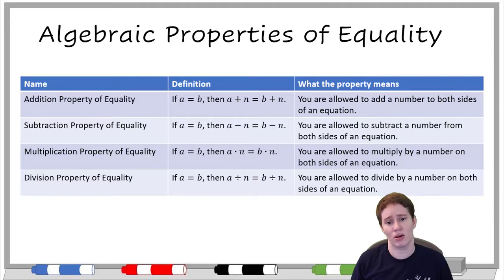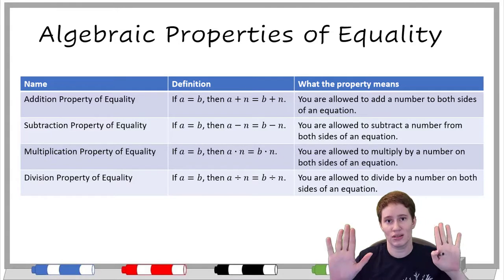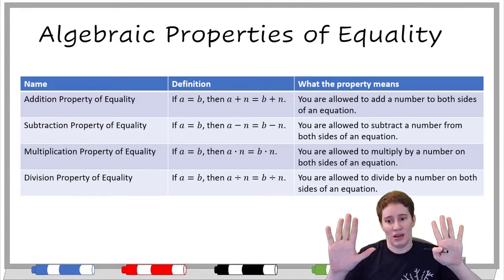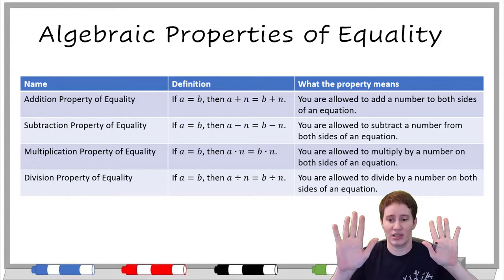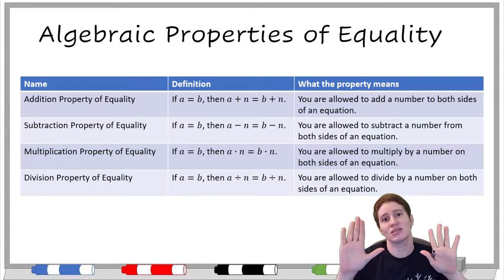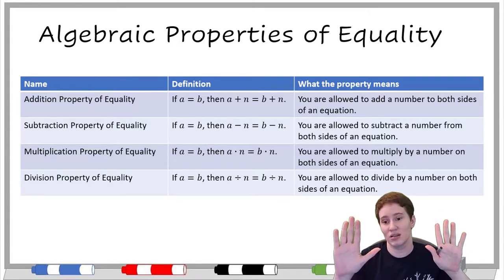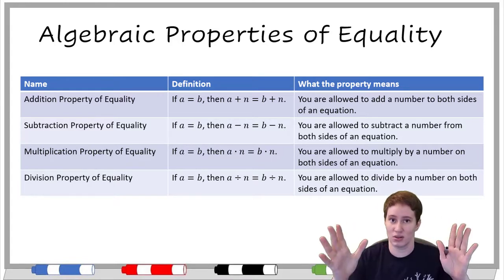So these properties of equality go with each of our operations that we know and love, that we've been learning about for the last however many years that we've been in school: addition, subtraction, multiplication, and division. And each of these properties is actually saying a very similar thing: that if you have an equation, so in all three of these in the middle column it has if A equals B. So if you have two things that are equal, then, and the next part is a little different on each, but each of them is saying as long as you do the same thing to each side of the equation, what you have is still an equation.